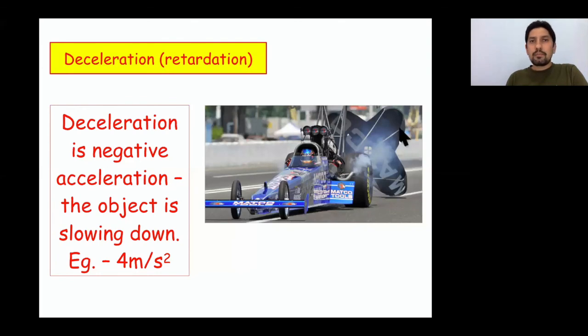Deceleration is negative acceleration. Deceleration means negative acceleration or slowing down. The object is slowing down. And when we write deceleration, we write it with a negative sign. Example: negative 4 meters per second squared.